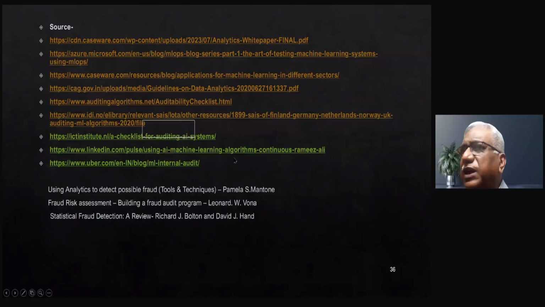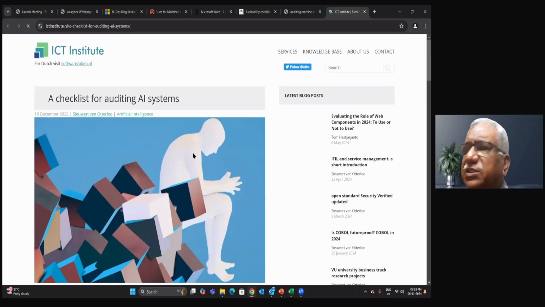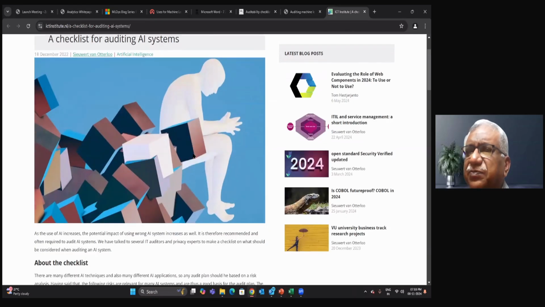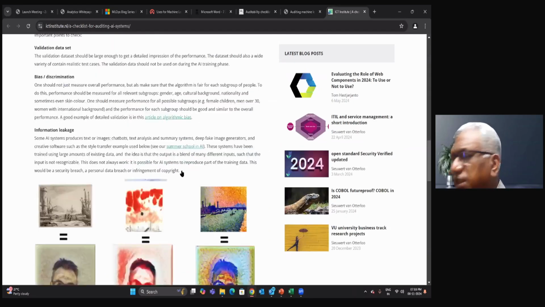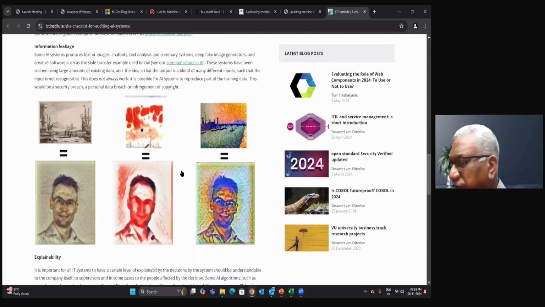And then you also look at the concept where we have a checklist for auditing AI systems. AI is not restricted to driverless cars. It can be image recognition, fingerprint, biometric. There's a lot of stuff. How do you know the face is recognized correctly? Fingerprints are recognized correctly?